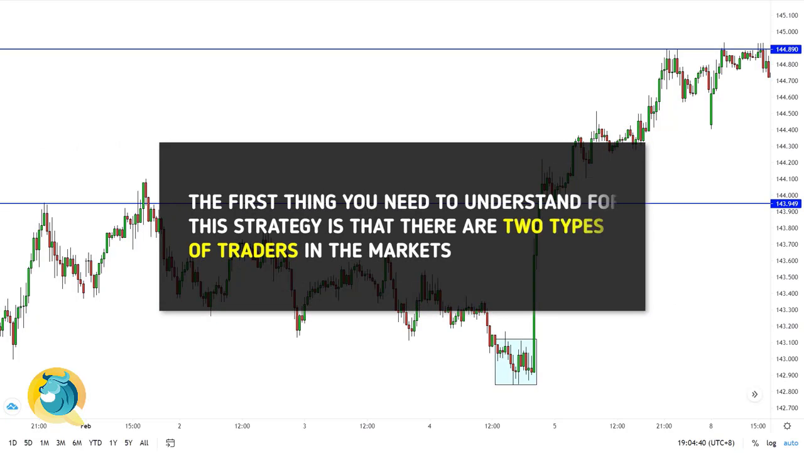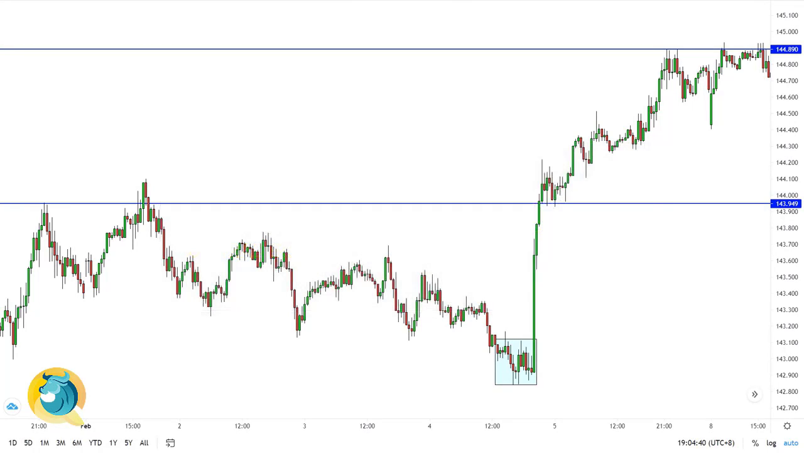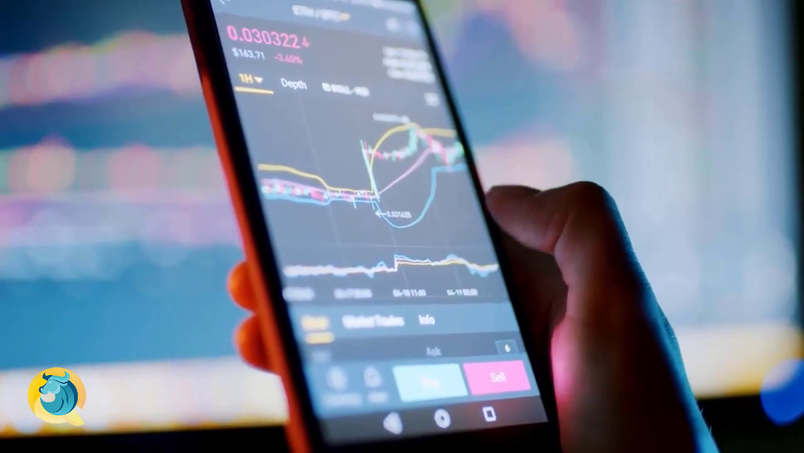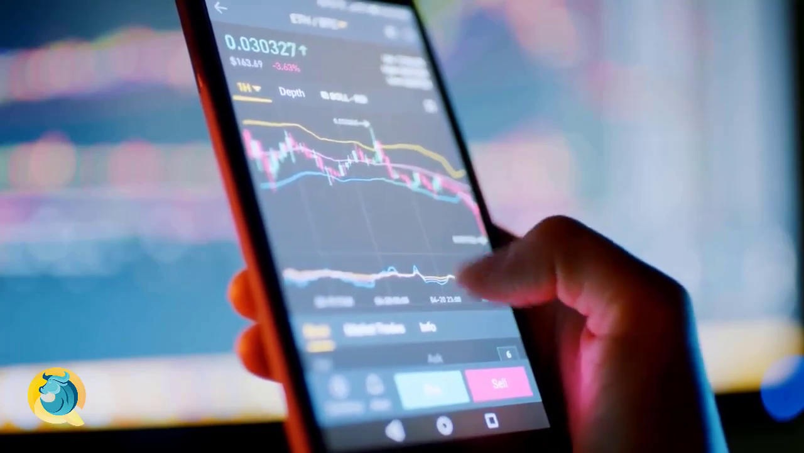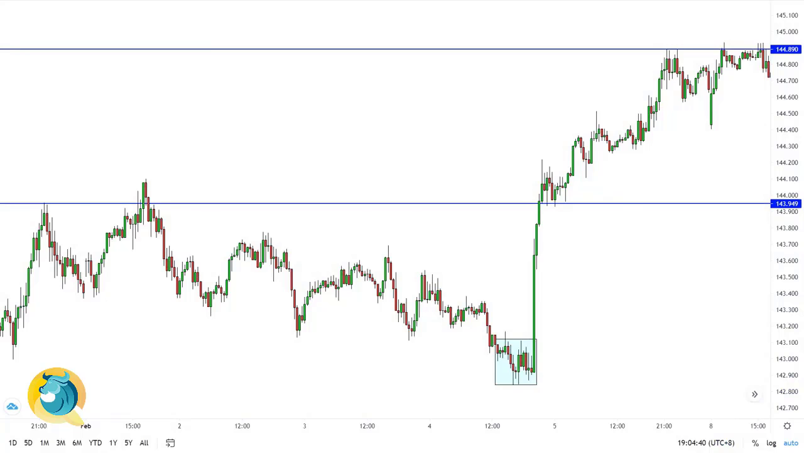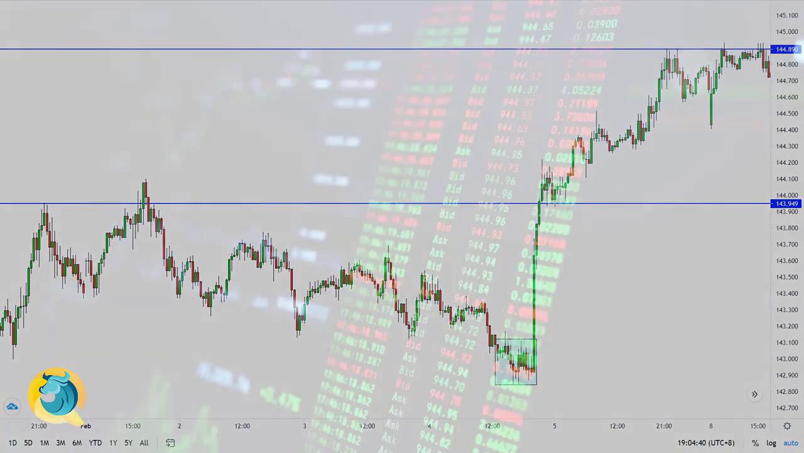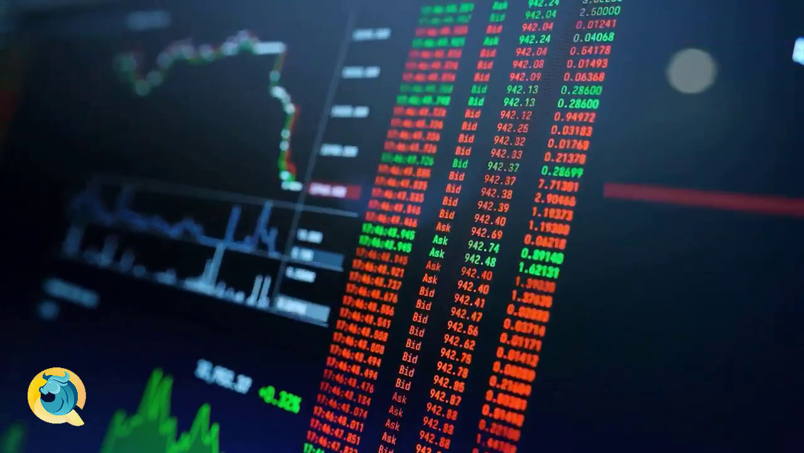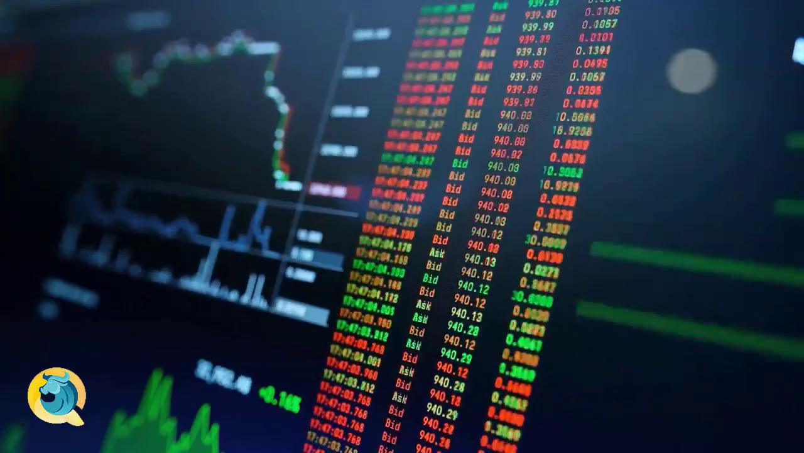So the first thing you need to understand for this strategy is that there are two types of traders in the markets. The first type are called retail traders. These are the traders just like you and me who are trading their own account in an attempt to make a profit. Retail traders will trade with relatively small account sizes, and they don't have enough money to move the market on their own. The second type of traders are called institutional traders. These are the traders who often trade other people's money in an attempt to make a large profit. Institutional traders will trade with huge account sizes and extremely large amounts of money, enough money so that they are able to move the markets by themselves.